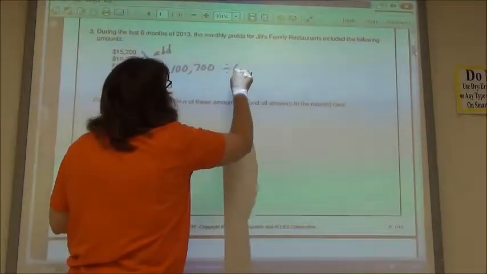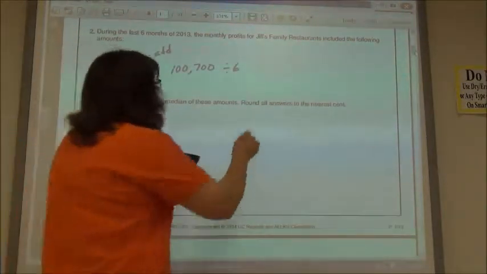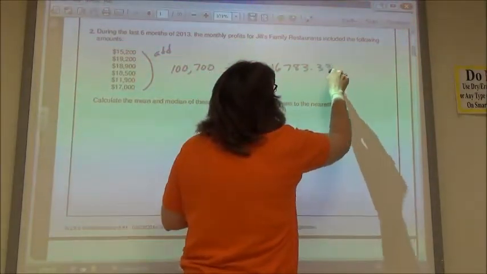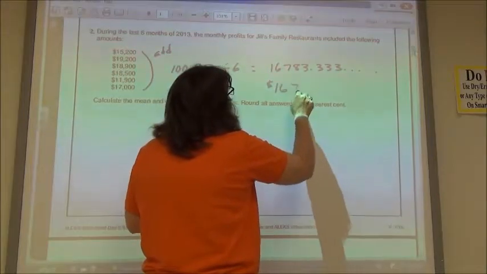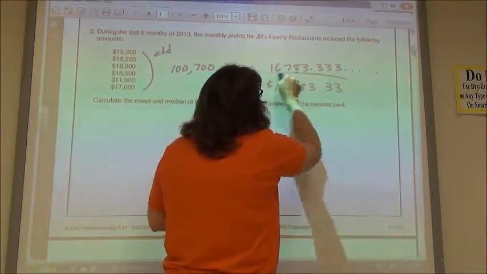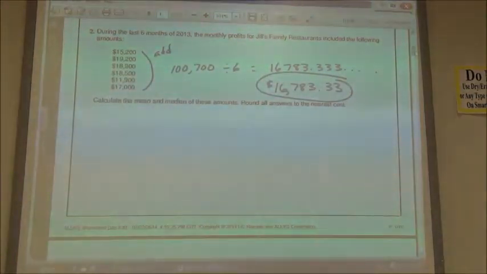6 months, the median value, or the mean value I mean. Divide that by 6, my mean value, I get $16,783.33333333. So $16,783.33 is where they round that off to. Since there's a 3 behind it, we don't have to round it up.